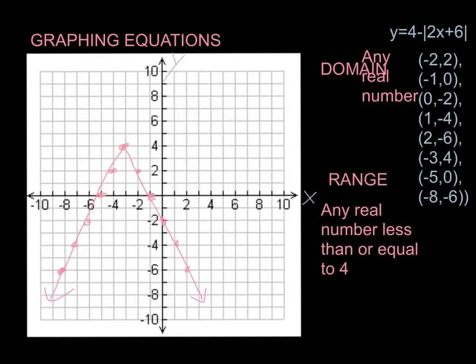The range is any real number less than or equal to 4. And again, the reason for that is this graph, if you zoomed out, it will keep going down in this direction and that direction, but it will never, ever go up. It will only go down, and it will never rise above 4. This is the highest it can go.